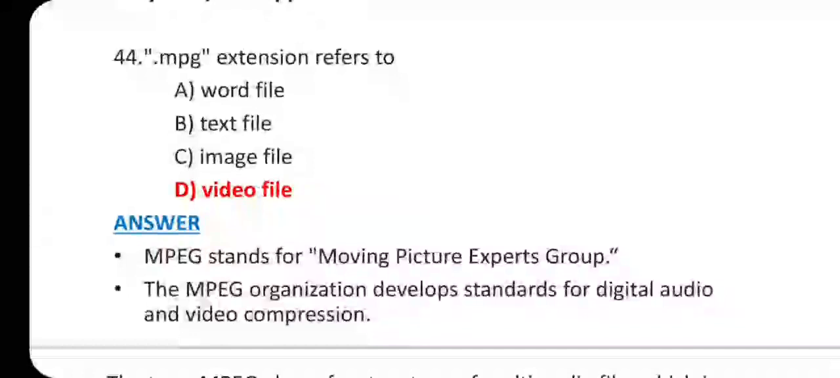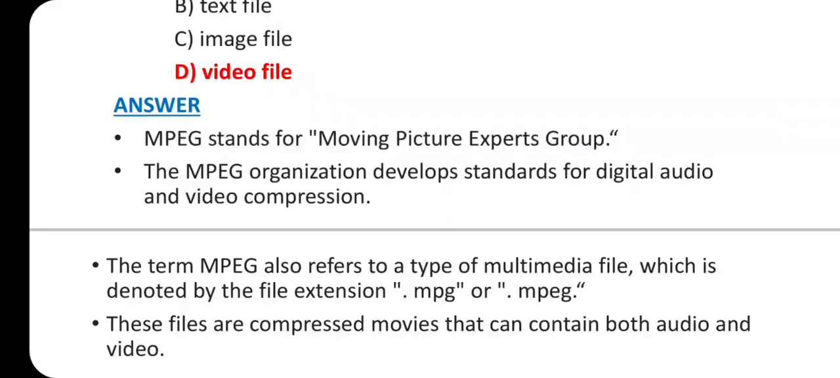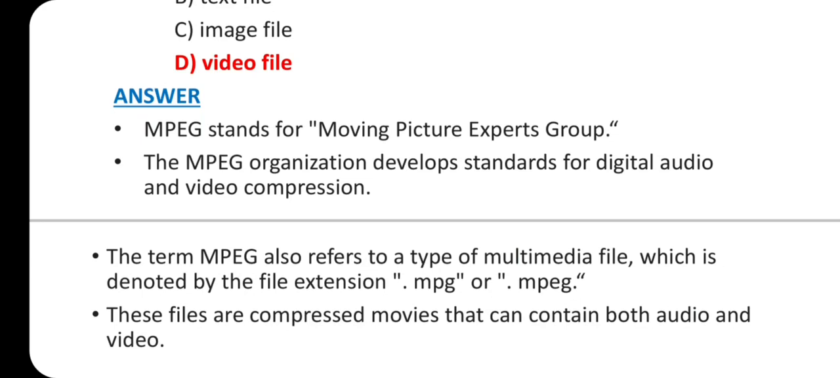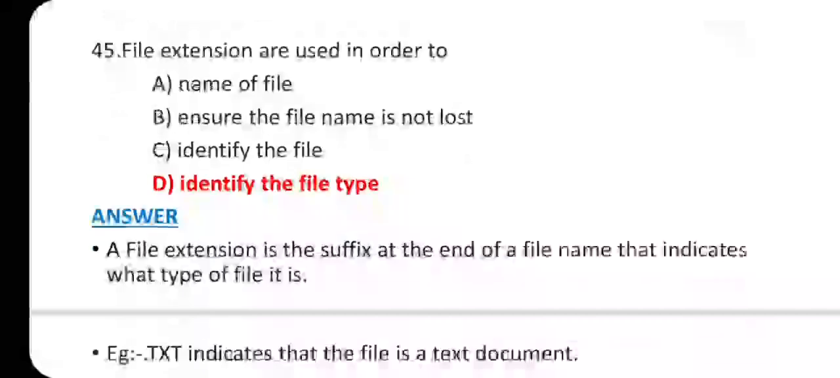Question number 44. .mpg extension refers to. Answer is option D, video file. MPEG stands for Moving Picture Experts Group. The MPEG organization develops standards for digital audio and video compression. The term MPEG also refers to a type of multimedia file which is denoted by file extension .mpg or .mpeg. These files are compressed movies that can contain both audio and video.